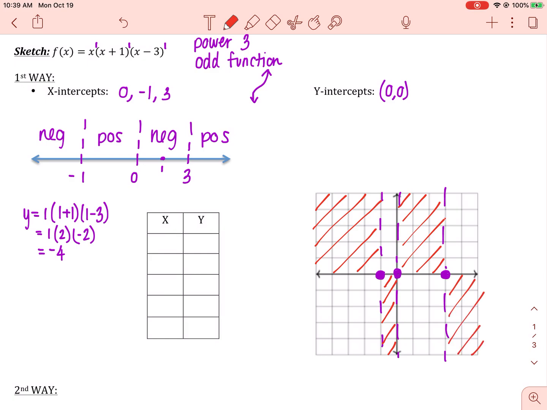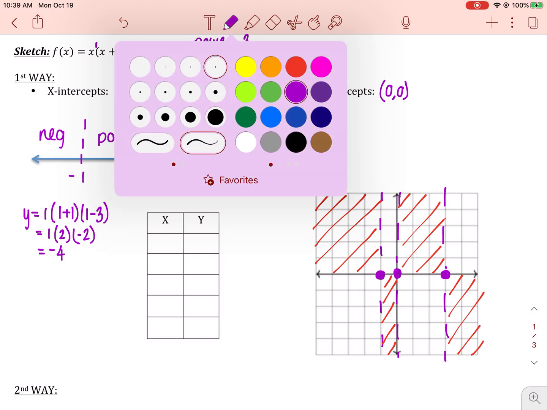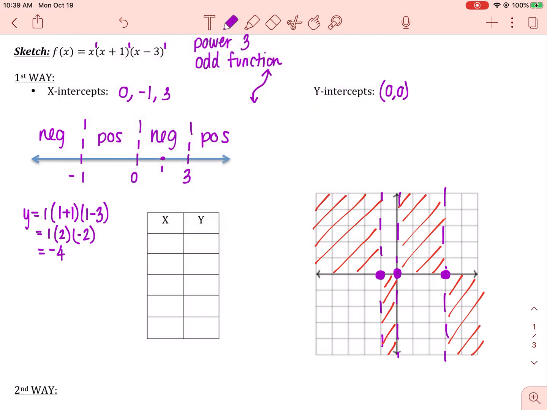Okay. Now I need to look for some key points. That would be helpful. What if I plugged in something to the left? So what if I plug in like -3? Okay, go back to my original function. -3 times -3 plus 1 times -3 minus 3. That will give me -36. So yeah, somewhere down here, right? So I know it's going to look like this. This will be my start. It's going to be some point down here.